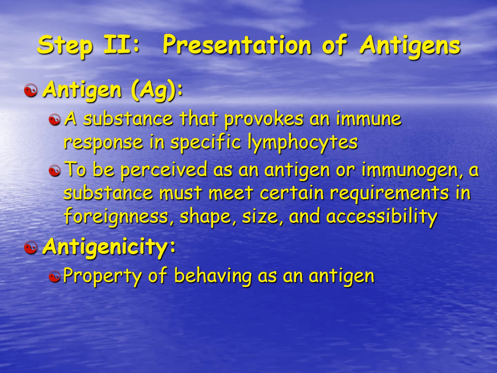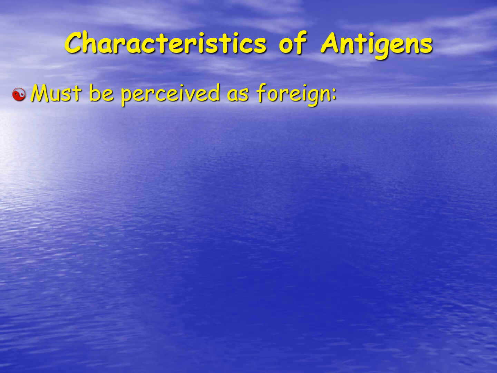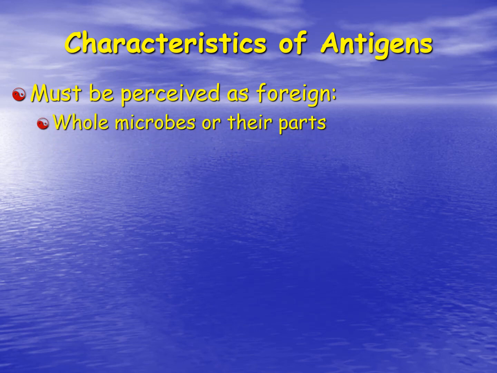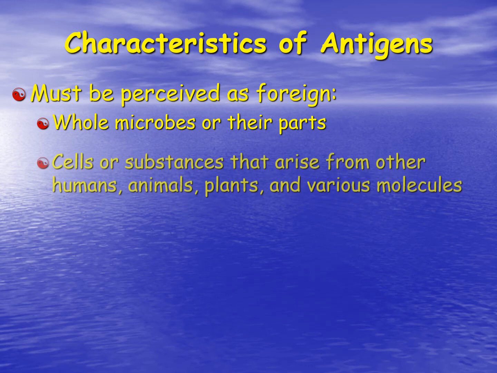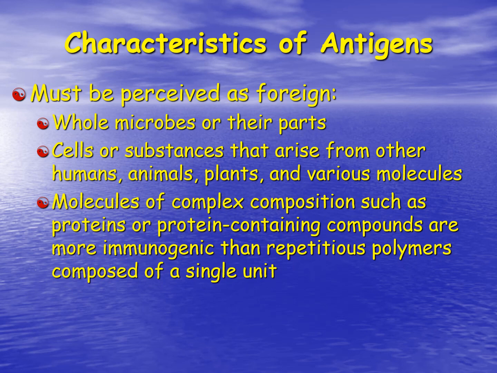Antigenicity is the property of something behaving as an antigen. So antigens must be perceived as foreign. Well, what actually makes something foreign or non-self? This could be the entire microbe itself or one of their parts, such as a part of the cell wall. So cells and substances that arise from other humans, animals, plants, or various other molecules could all be antigenic. Molecules of complex composition, such as proteins or protein-containing compounds, are more immunogenic than repetitious polymers of a single unit.